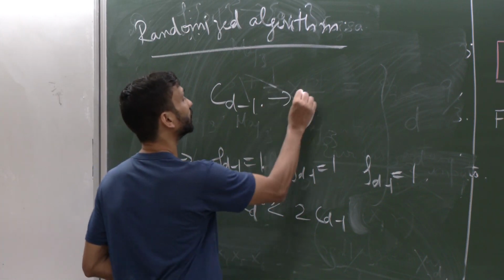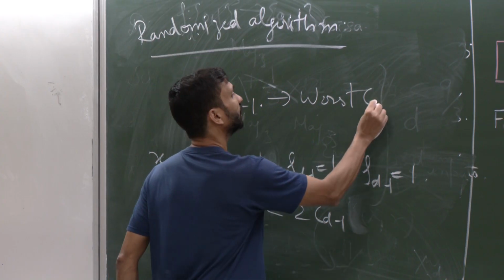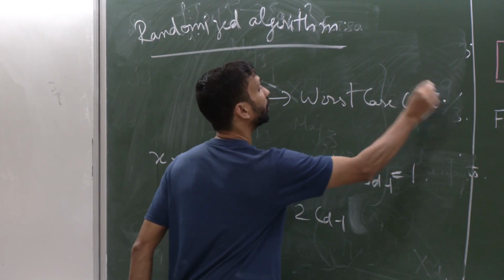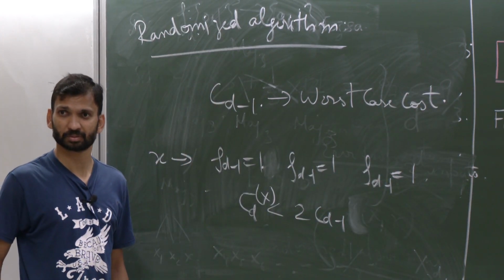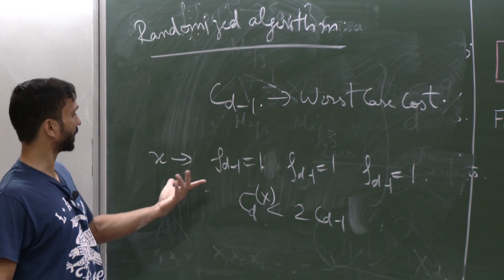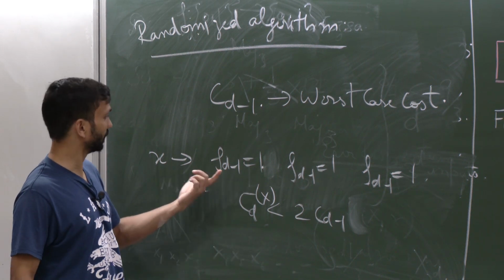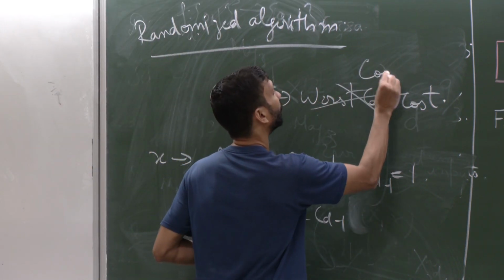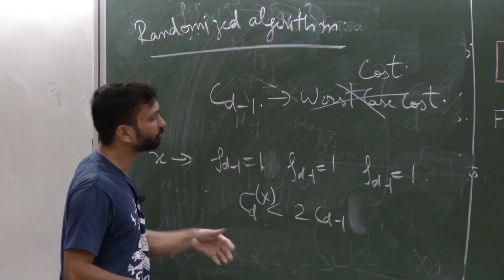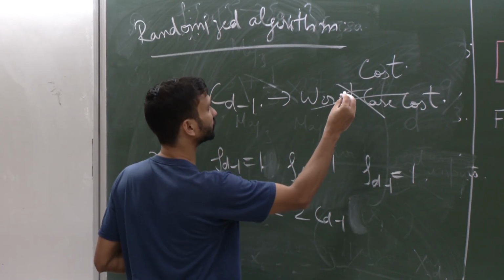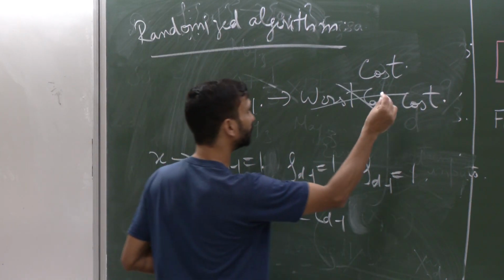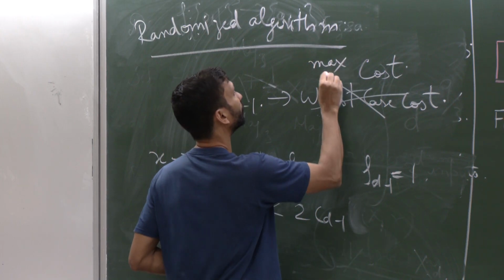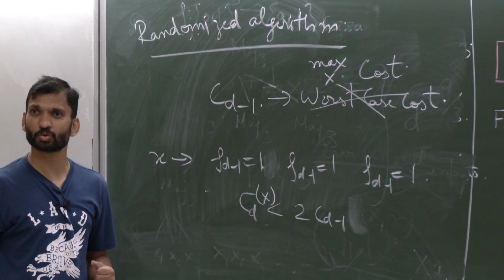So c d minus 1 is the worst case cost, right? Right? So now what happens? Why am I saying worst case? The cost, sorry. Worst case for, okay, so I should say worst case over x, right?